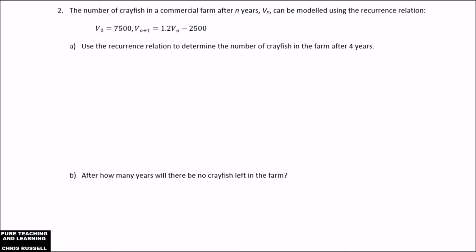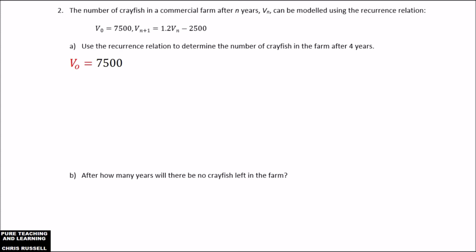Okay, the number of crayfish in a commercial farm after n number of years, Vn, can be modelled using the recurrence relation. V0 equals 7,500. Vn+1 equals 1.2Vn subtract 2,500. Use the recurrence relation to determine the number of crayfish in a farm after 4 years.